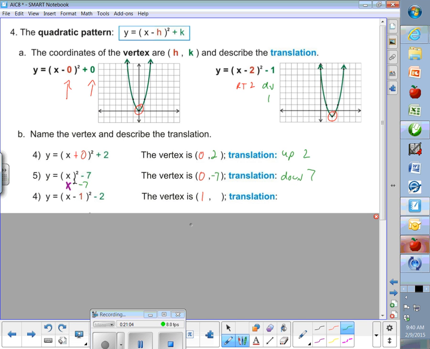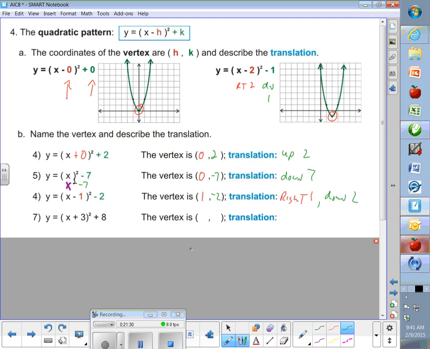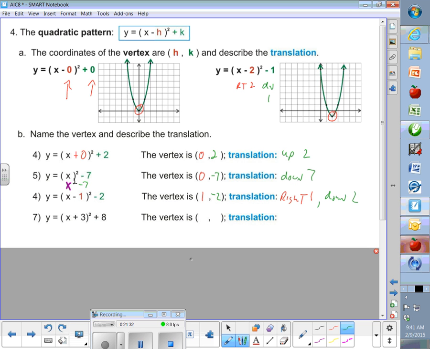How many agree with Quinn, 1, negative 2? Okay, you'd be all the correct ones. It's 1, negative 2. Who wants to give me the translation? Zach? Right 1. I wouldn't write anything yet. Let me finish and then see if you agree. And down 2. How many agree with that? Right 1 and down 2. And that would be correct. That's a correct assessment.